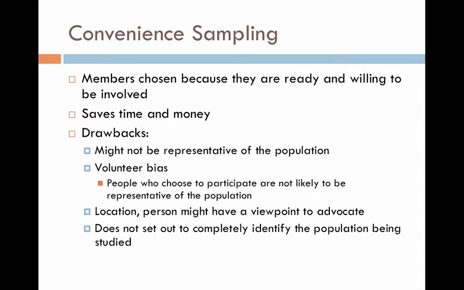And you don't want to set out to completely identify, and with convenience sampling, you don't set out to completely identify the population being studied. So you're interested in getting enough results to give you a guideline, but you're not going to identify completely or claim to be speaking for all women 35 to 45.